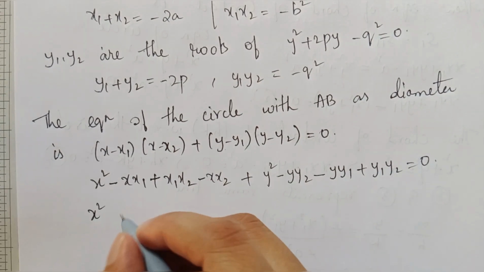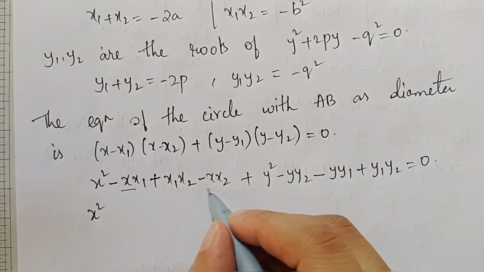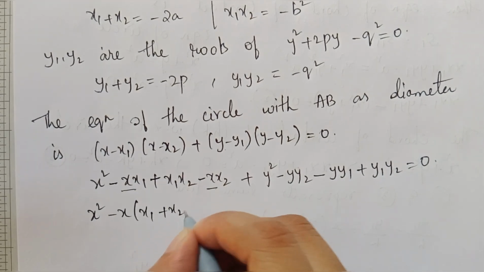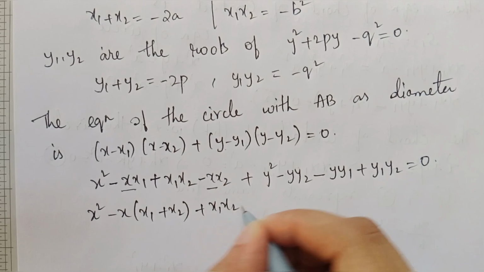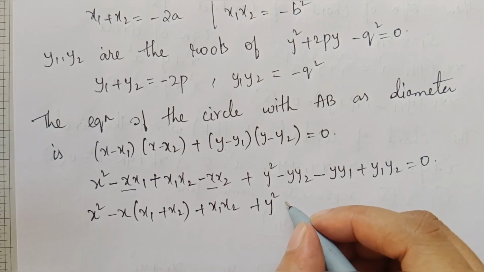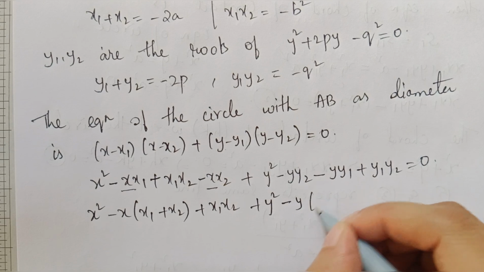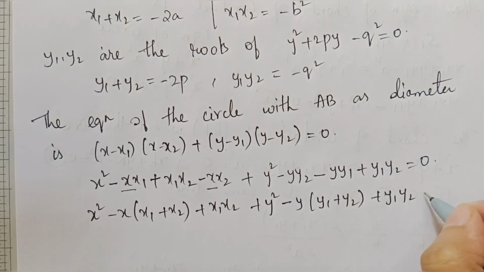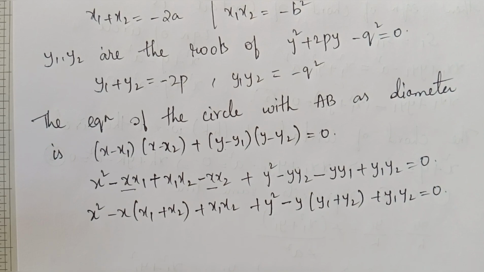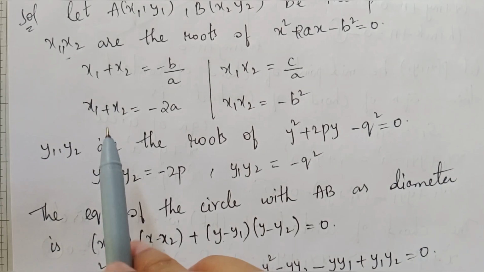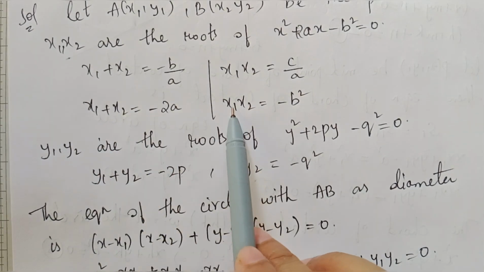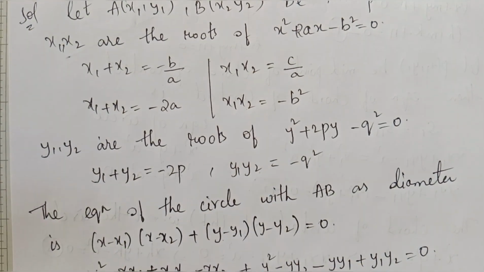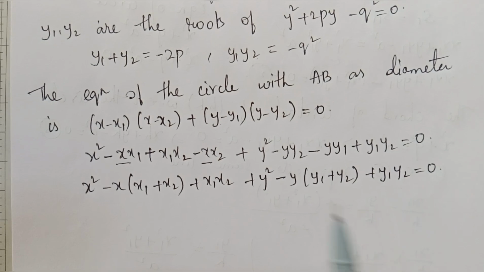Now we can take minus x common from these terms, so it is x square minus x (x1 plus x2) plus x1 x2, plus y square. Here also we can take minus y common, so it is minus y (y1 plus y2) plus y1 y2 equals 0. Now we can substitute the values x1 plus x2, x1 into x2, y1 plus y2, y1 into y2 here.